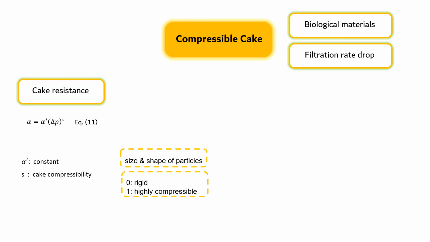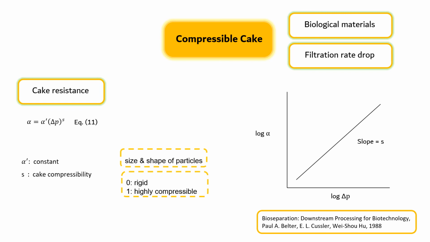which varies from 0 for a rigid, incompressible cake to near 1 for a highly compressible cake, with a typical value in the range of 0.1 to 0.8. Values of S can be determined by plotting the logarithm of α versus the logarithm of ΔP. For a high value of S, pre-treatment of the feed with a filter aid is highly recommended.